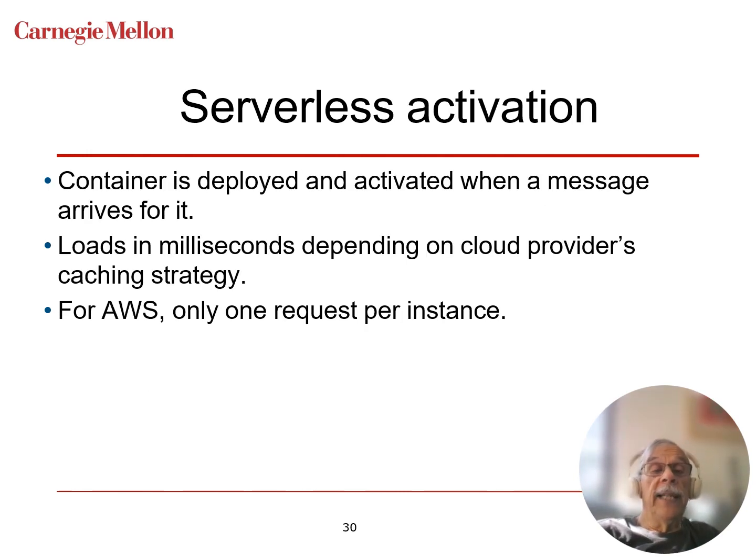So the container is deployed and activated when a message arrives for it. You send a message saying, I want this message to go to a particular container. The infrastructure knows where that container is located. It pulls it in. Again, the serverless architecture model: it has a pool of runtime engines, so it allocates one, pulls in the container you want to execute, puts it on top, and deploys it.